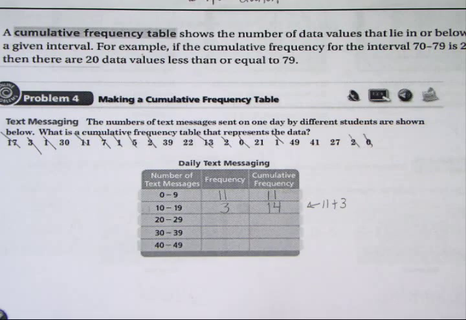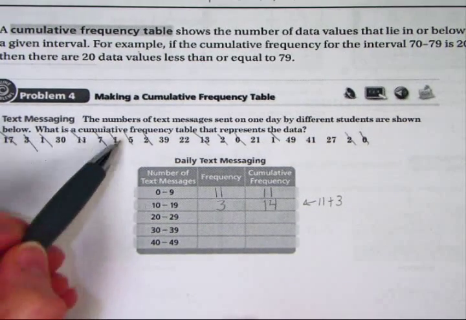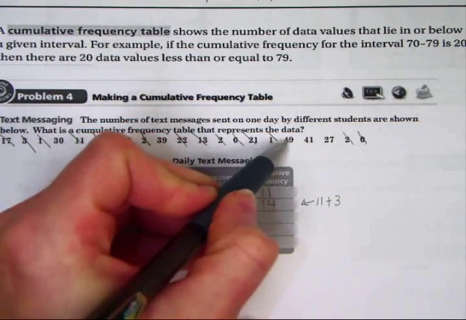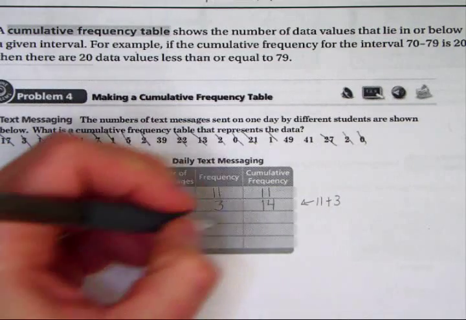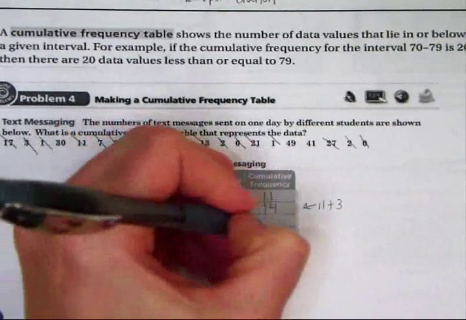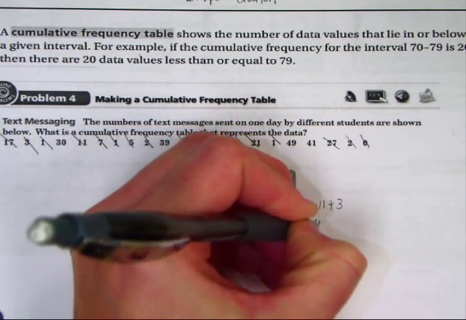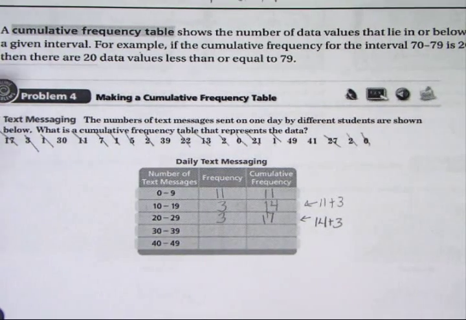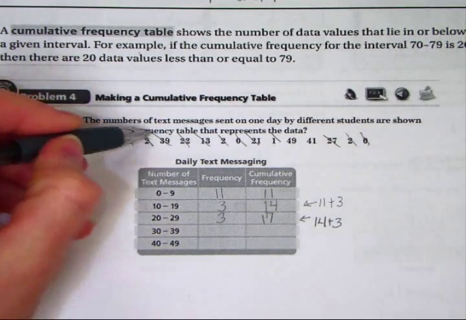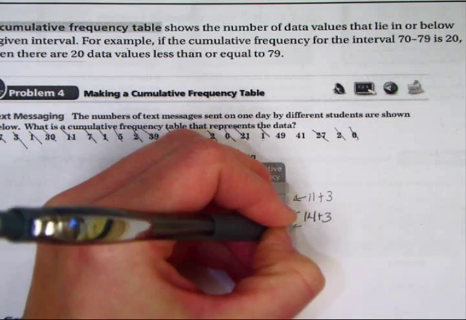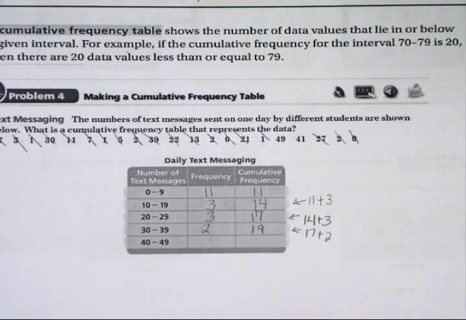All right, 20 to 29. 1, 2, 3. The cumulative frequency will be what we used to have plus our additional 3, so 17. So that came from 14 plus 3. In other words, how many have you counted so far? 30 to 39. 1, 2. Happens twice. So far we've counted 19 items. That came from 17 plus 2.